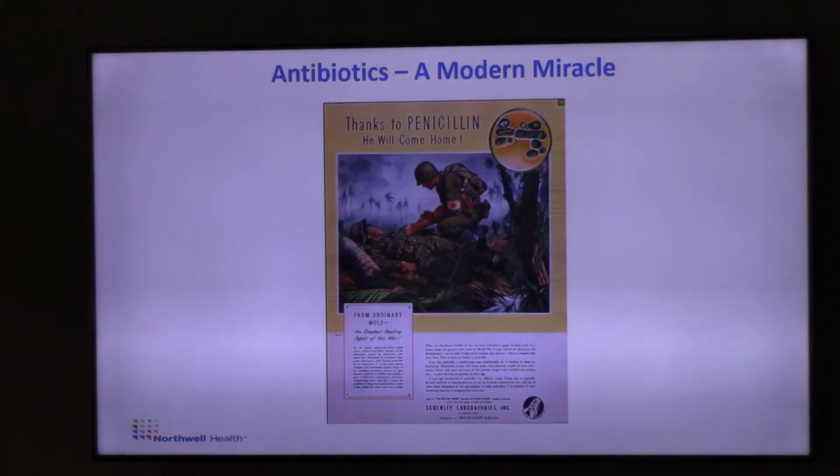The first antibiotic that was really mass-produced was penicillin, discovered by Alexander Fleming in the 1920s, and perfected and mass-produced around World War II. It saved a lot of lives, especially in the war from mass injuries, so there's a lot of benefit there.